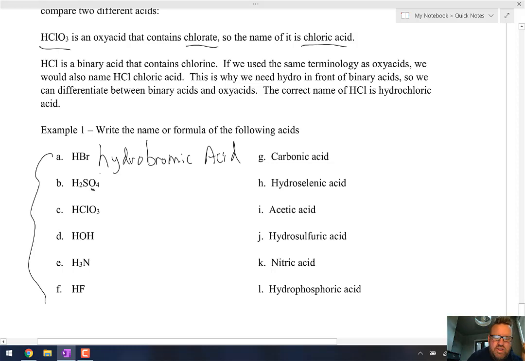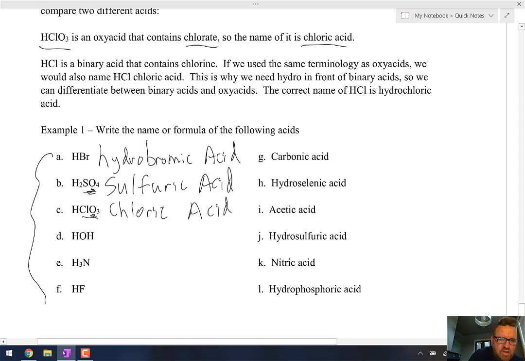Okay, look at letter B. We see that oxygen there. That means we don't put hydro in the front of it. SO4 is sulfate, and sometimes students put sulfic. I'm not going to mark you wrong if you do that, but the actual name is sulfuric acid. Don't worry about the exact spelling of it, but you can't put hydro in the front of it. HClO3 has, again, oxygen, so no hydro in the front of it. It's an oxy acid, and chlorate becomes chloric acid.